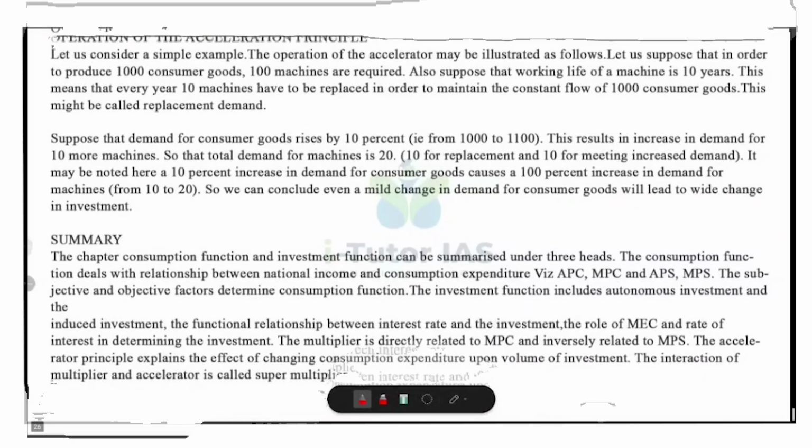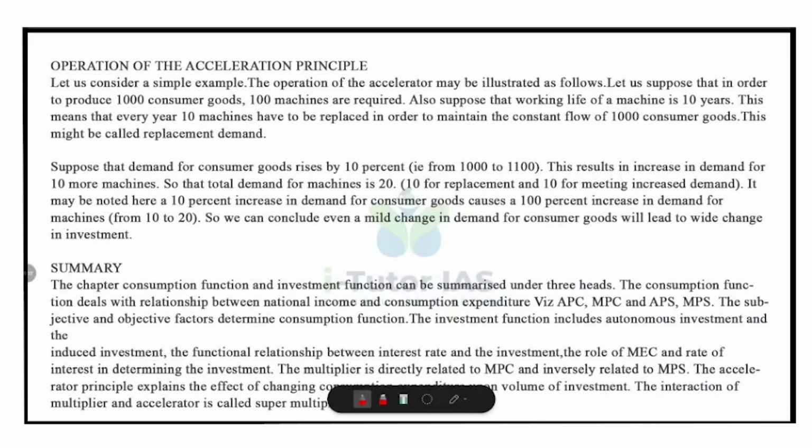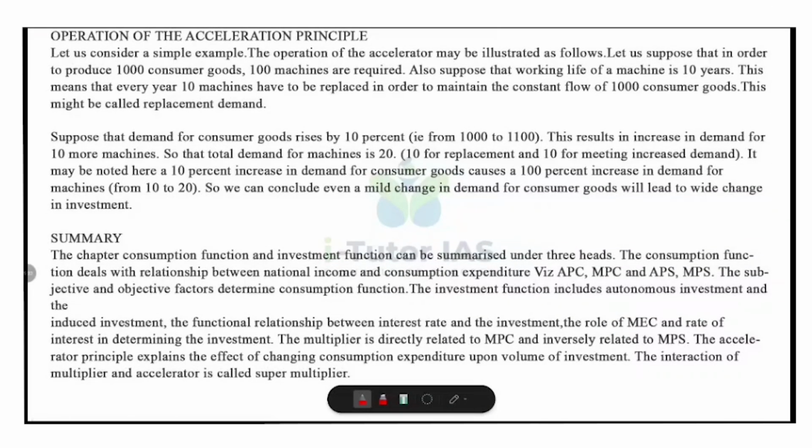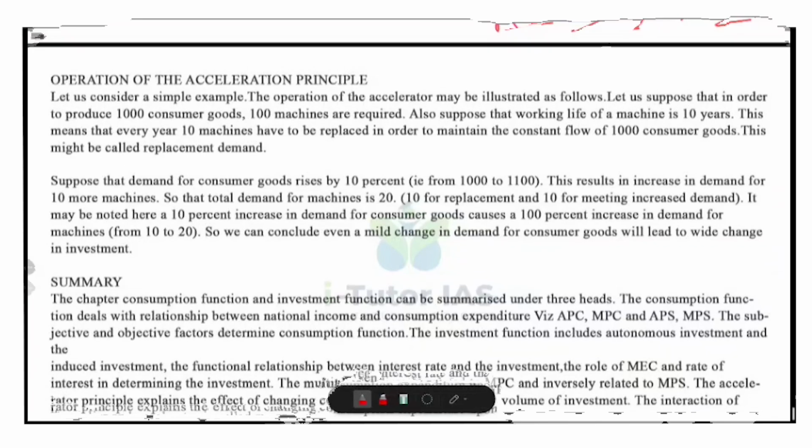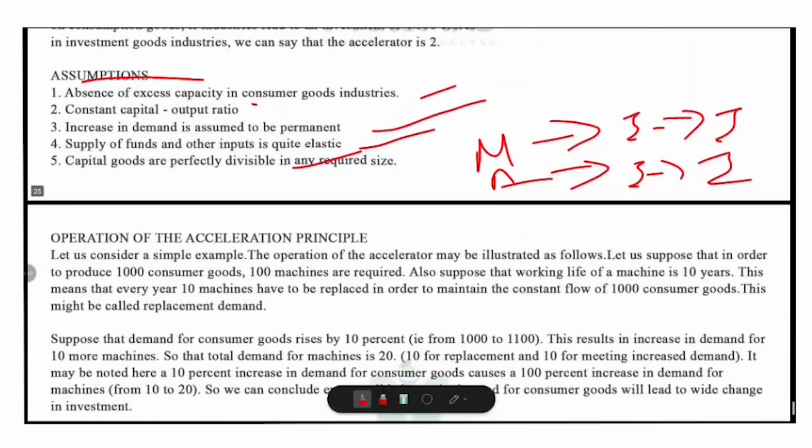Now let's imagine we are talking about how businesses respond when people start demanding more goods. Suppose people began buying more clothes, more furniture, or more cars. In other words, consumption increases. Now, what will producers do? They will try to increase production to meet the new demand. But to do that, they will need more machines, tools, or even new factories. This means more investment. So when consumption rises, investment rises by a multiple amount. This magnified response of investment to consumption is called acceleration effect.